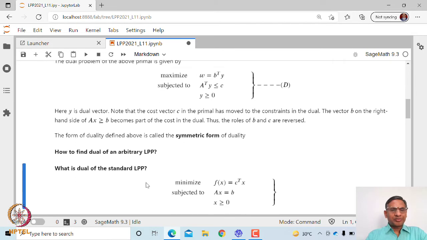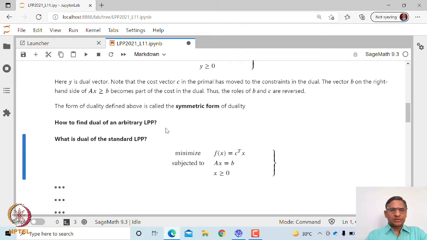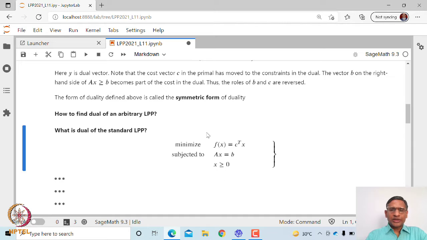However, if you look at the problem in the standard form, that we always looked at, minimization problem subject to equality constraint with non-negative design variables. So how to write the dual of this problem, rather than converting this into a standard less than equal to sign form, how do we write it?